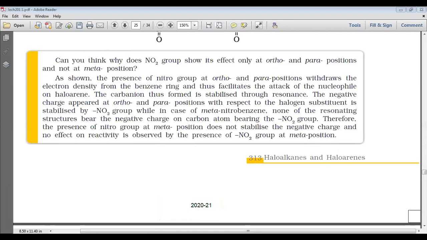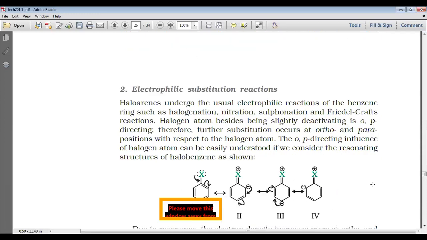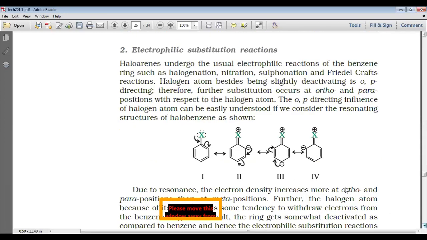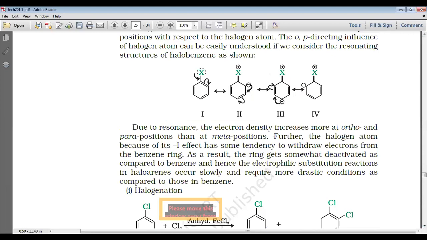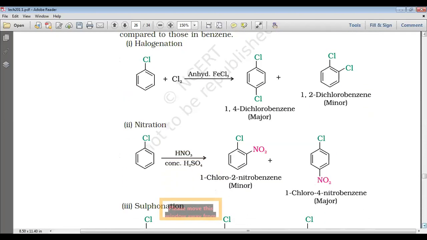Now, my dear students, we want to study the electrophilic substitution reaction. I have already explained that due to resonance, the negative charge is possible on the ortho and para positions. You can see the negative charge at ortho and para, and that is why chlorobenzene is ortho-para directing. When chlorobenzene is attacked by chlorine in the presence of anhydrous FeCl3, you will get ortho and para dichlorobenzene, that means 1,4-dichlorobenzene and 1,2-dichlorobenzene.